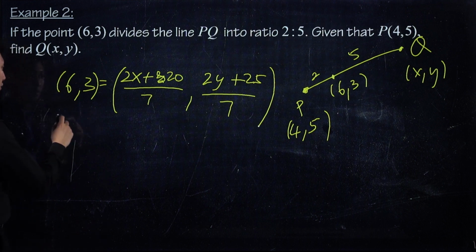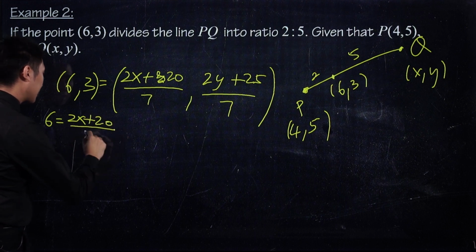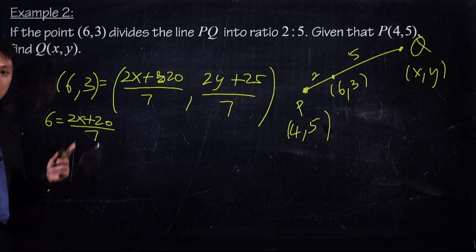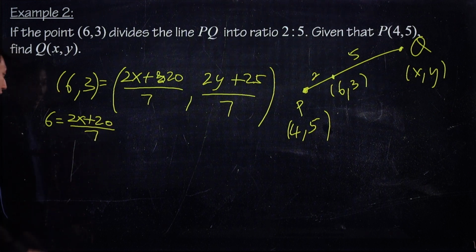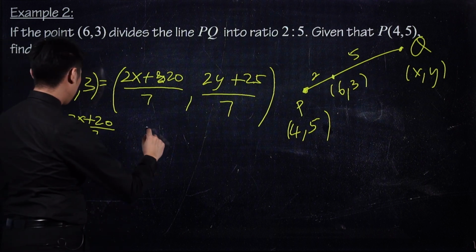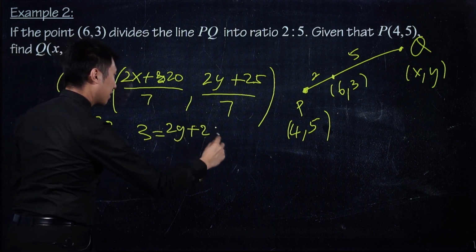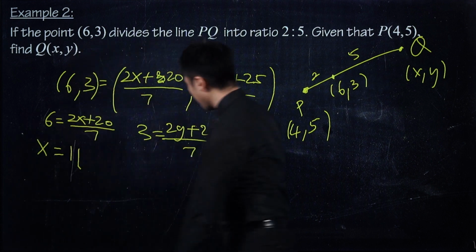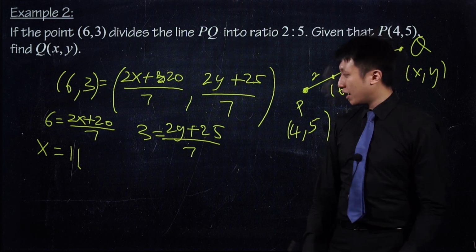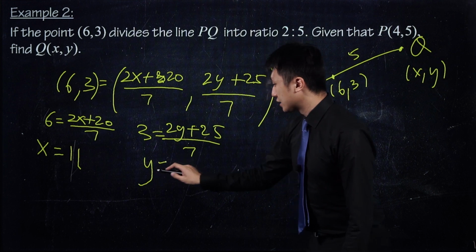Then what do I do? So 6 is equals to 2x plus 20 divided by 7. Hence 42 minus 20, 22 divided by 2, 11. So x is 11. Okay, so next 3 is equal to 2y plus 25 divided by 7. Okay, answer will be 21 minus 25 is negative 4. Okay, negative 4 divided by 2 is negative 2. Y is equal to negative 2.